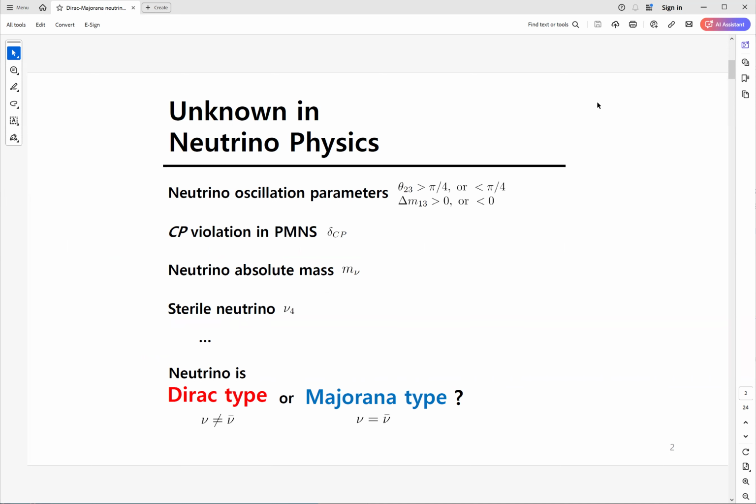And many anomalies in the neutrino spectra, like reactor neutrinos or atmospheric neutrinos, have been reported, and there might be some additional sterile neutrino. And one thing still unknown in neutrino physics is whether the neutrino is a Dirac type or Majorana type. If the neutrino is a Dirac type, the neutrino and antineutrino are different. But if the neutrino is a Majorana type, then the antineutrino is the same as itself.